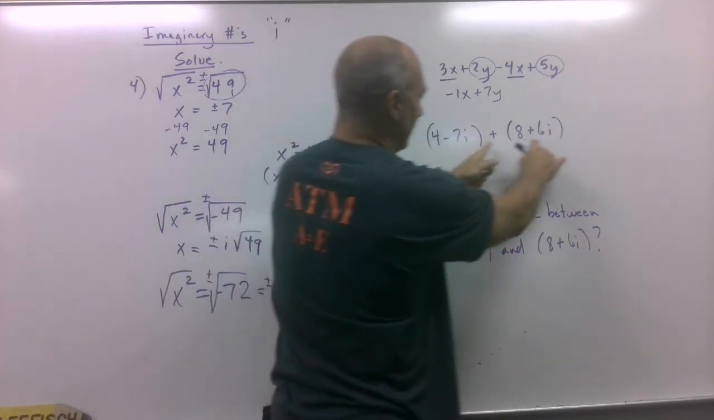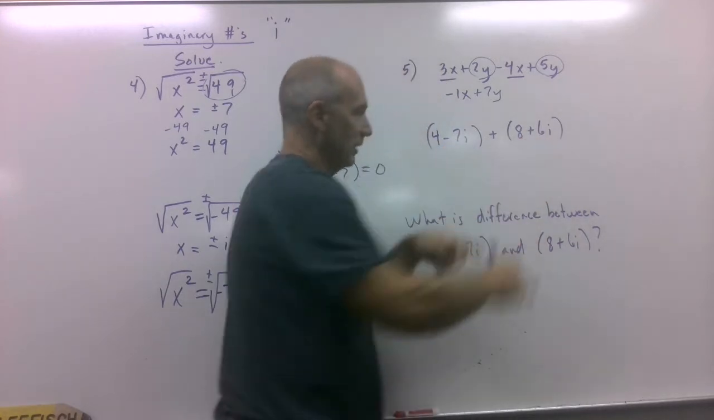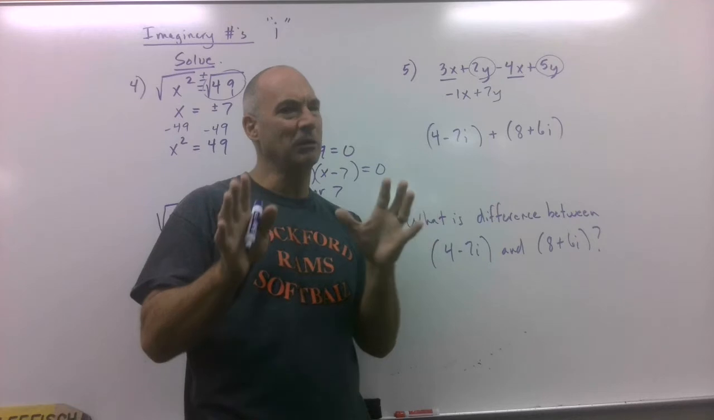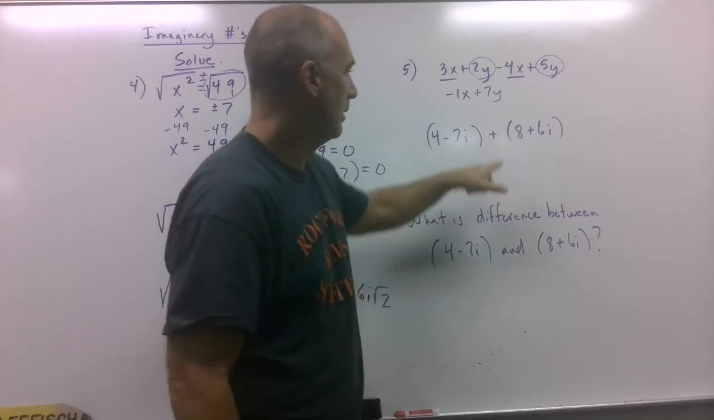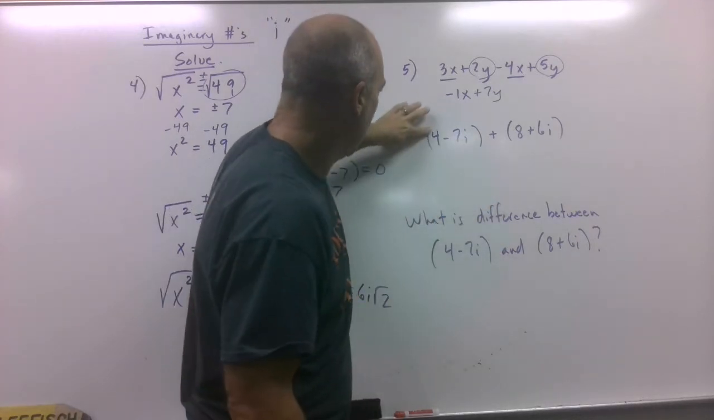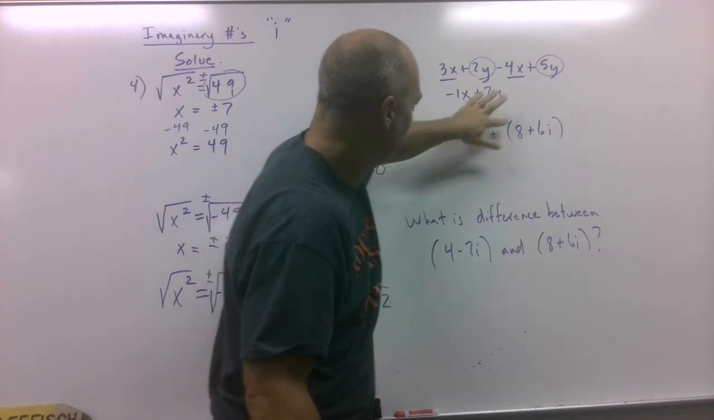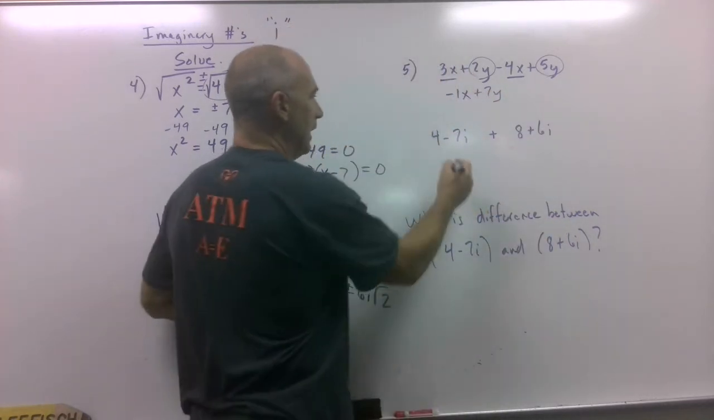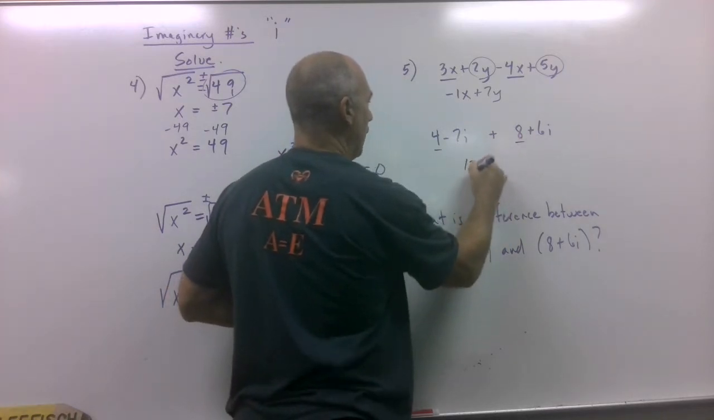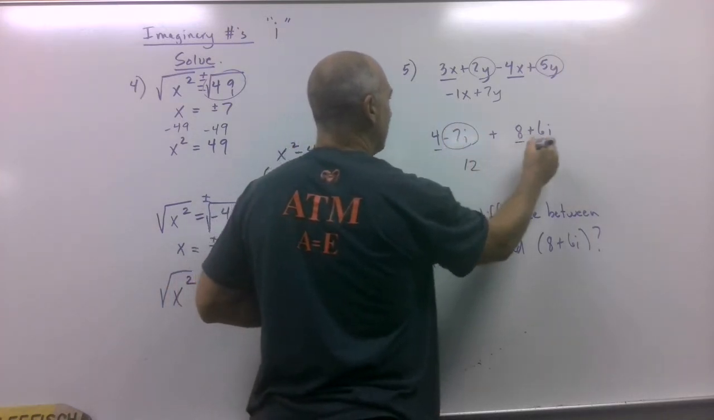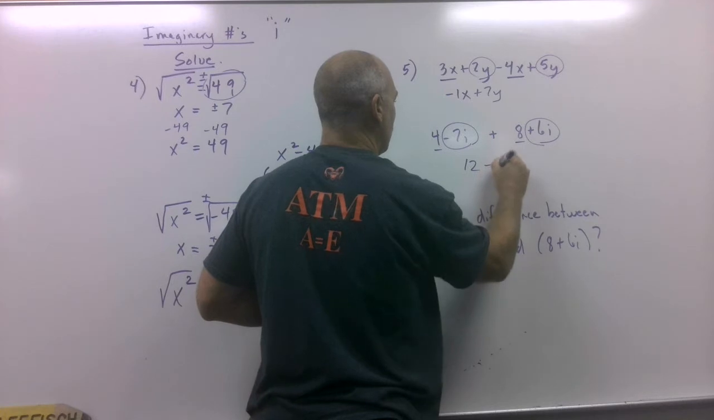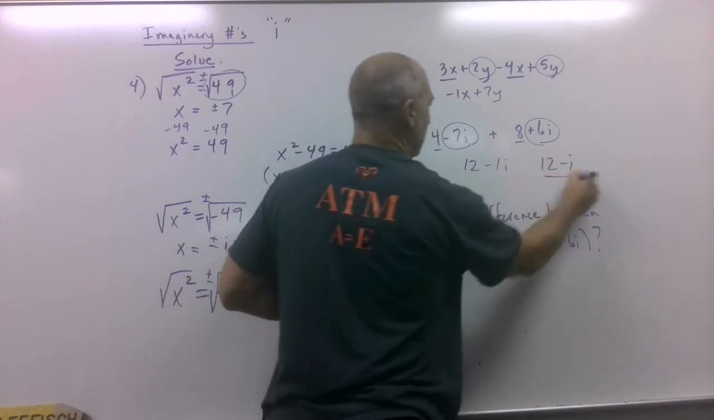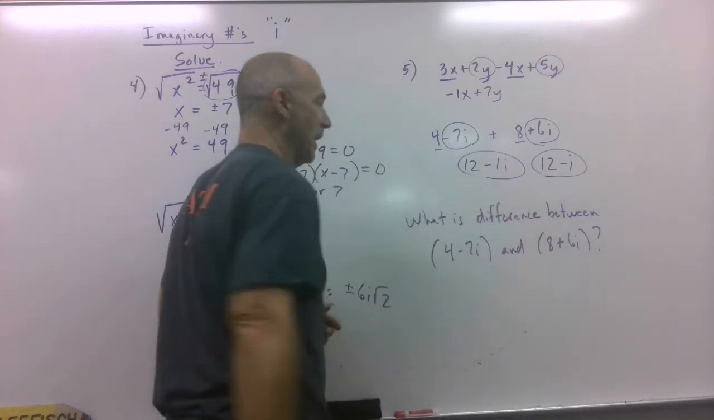These parentheses, they come at you for some reason when they introduce imaginary numbers. You have to know when does it mean multiplication, when doesn't it? Because of that plus sign right there, these parentheses really don't mean anything. So you're just looking for like terms. 4 and 8 is 12. Negative 7i and 6i would be negative 1i, which you could write as 12 minus i. Either one of these is fine.